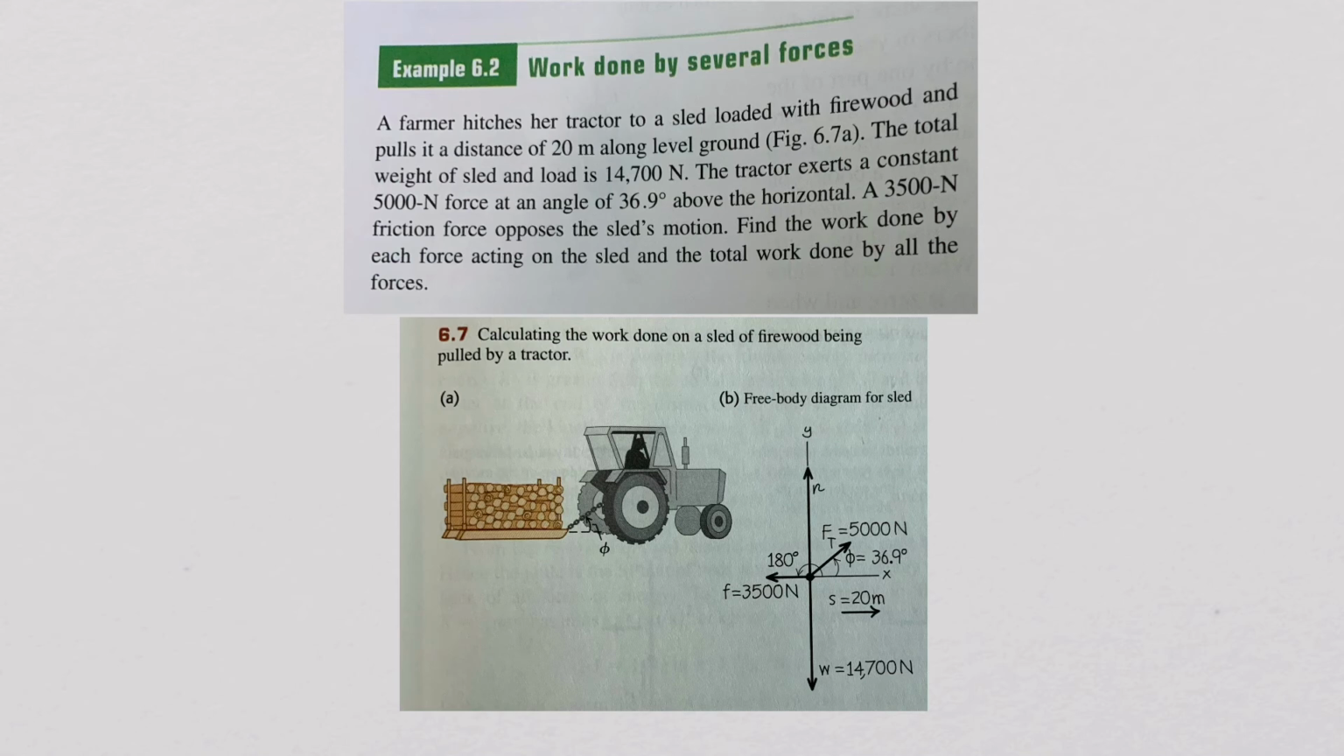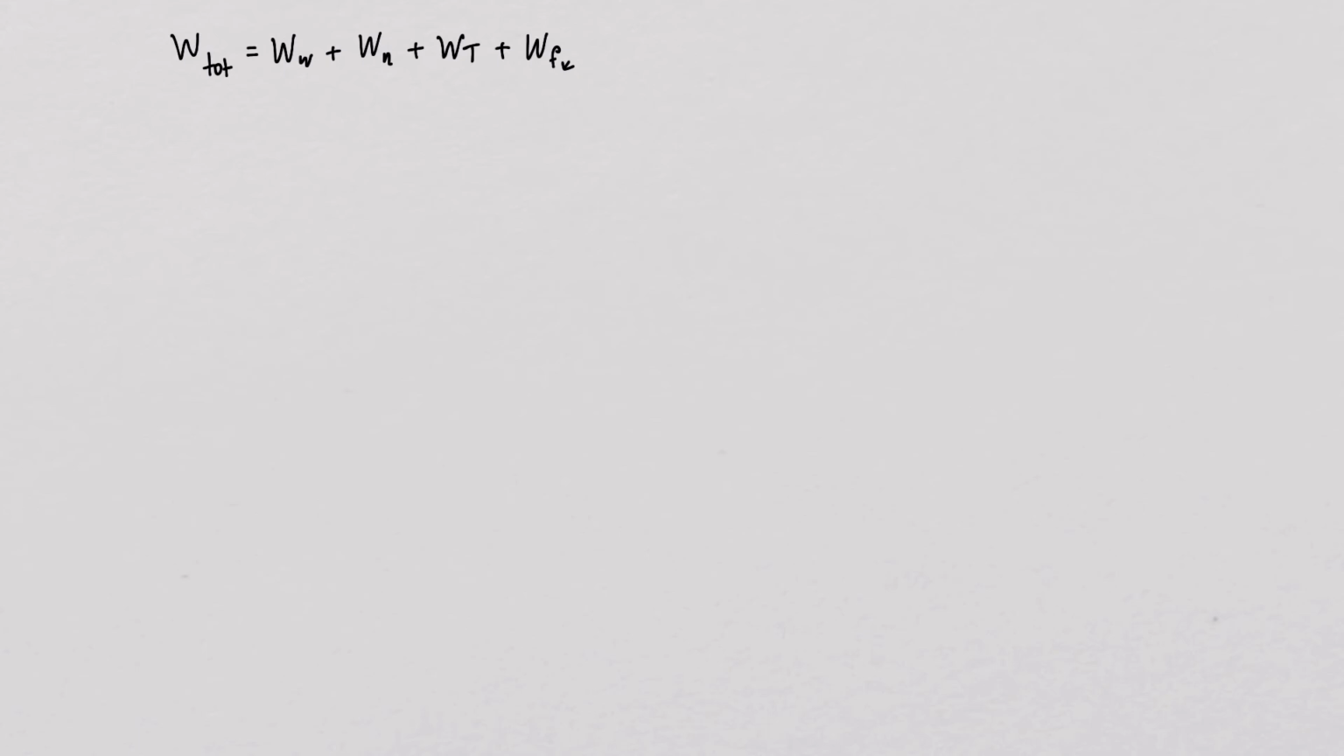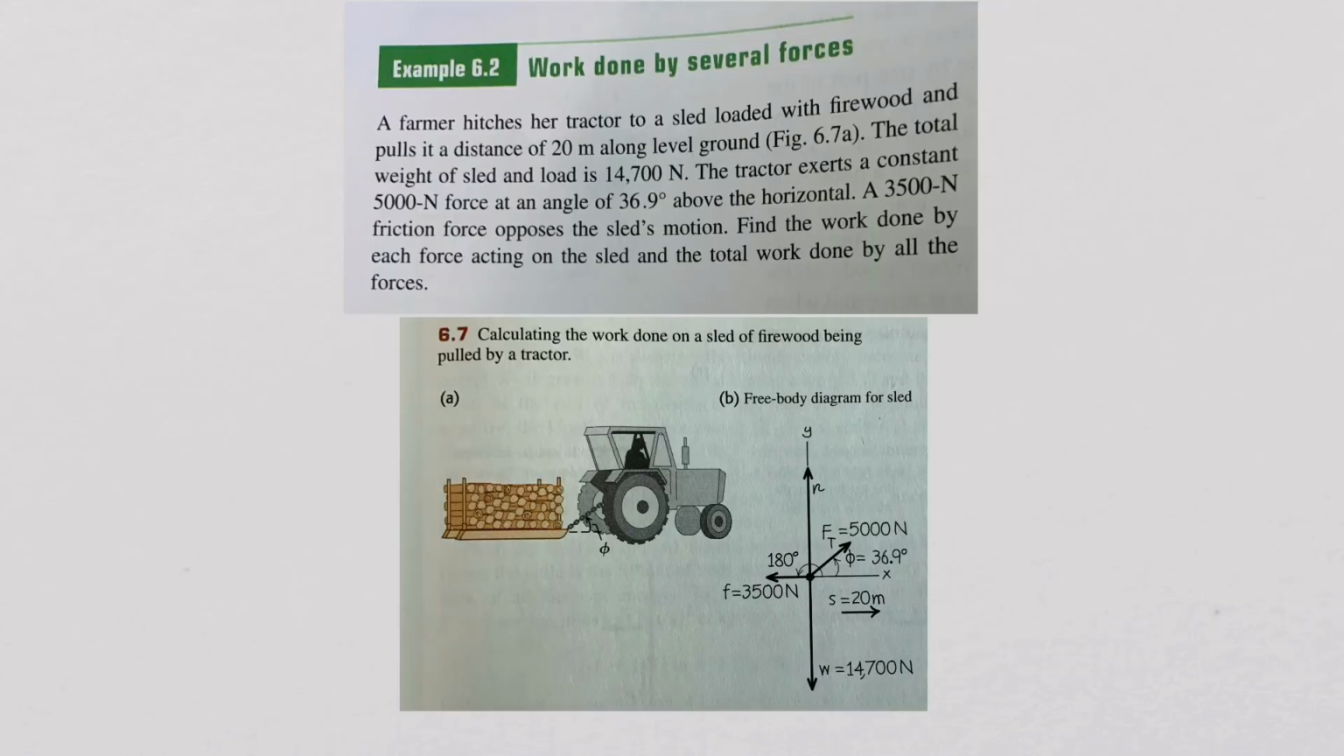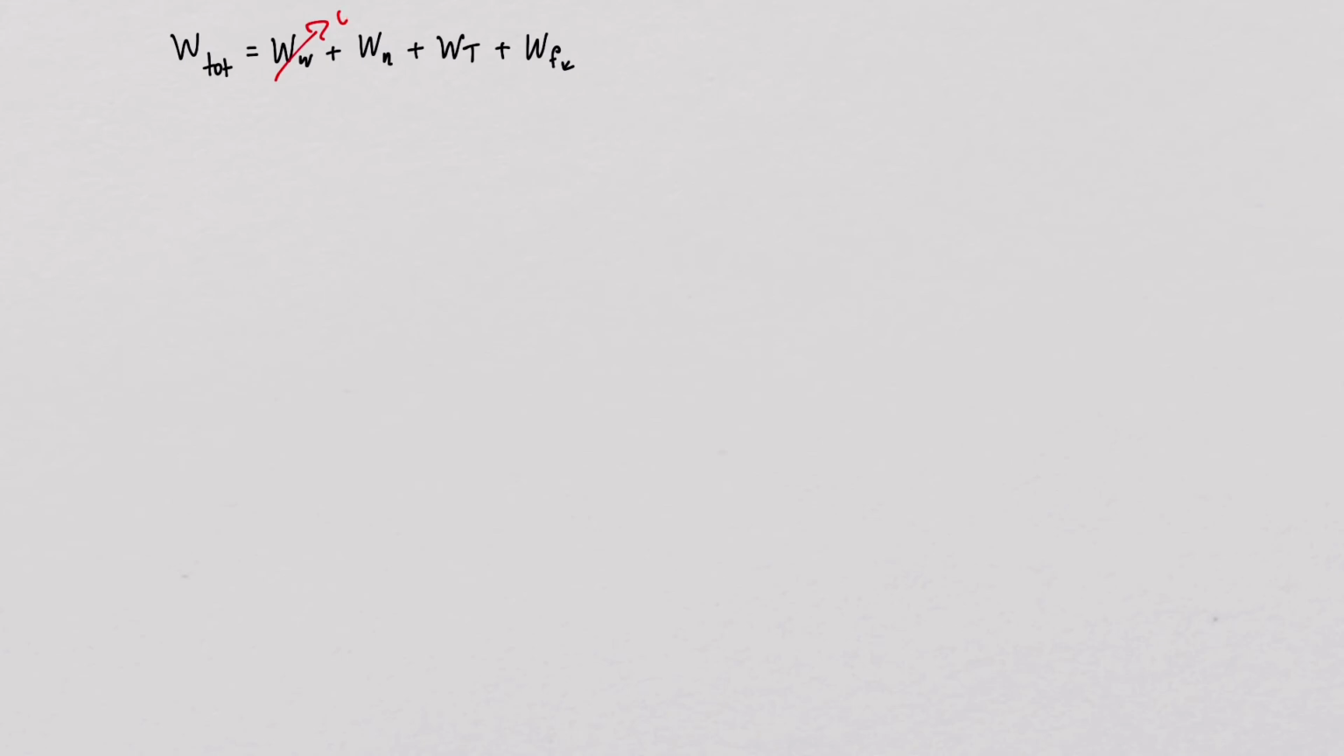So we need to find the work done by each force acting on the sled and the total work done by all the forces. The total work done on the sled is the work done by the weight, plus the work done by the normal force, plus the tension in the chain, plus the work done by the kinetic friction force. The work done by the weight and the normal force on the load is equal to 0 because those two forces are perpendicular to the displacement of the sled, which is horizontal like so. So those two are zeros.